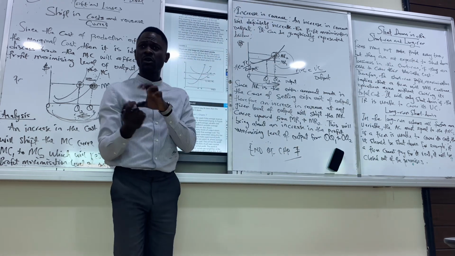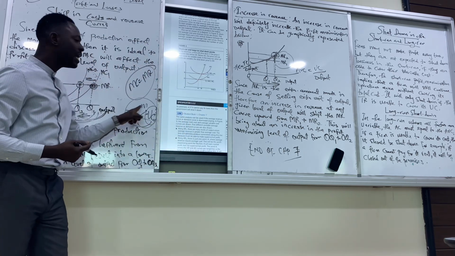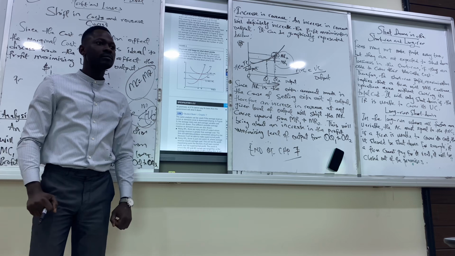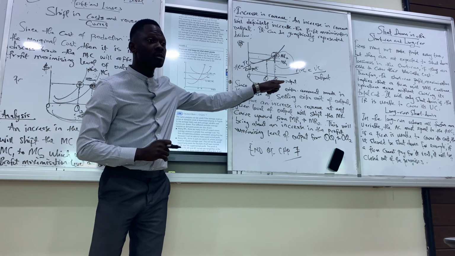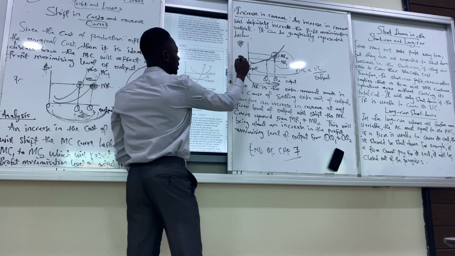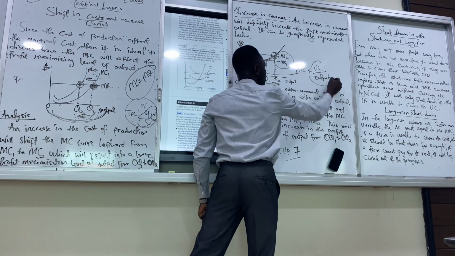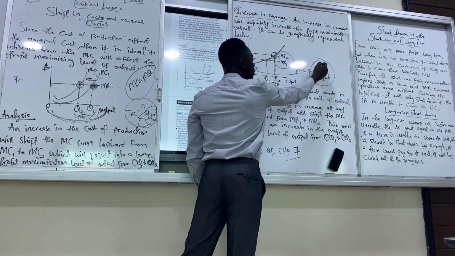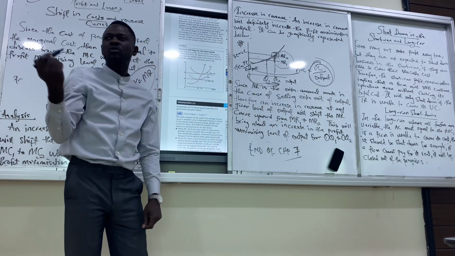A business should consider shutdown in the short run if its TR is less than its VC. AC is average cost. AVC is average variable cost. Here is TC, which is FC plus VC. Here is just about VC. So the point is, if you are not able to cover these in the long run, then you are not supposed to do the business.